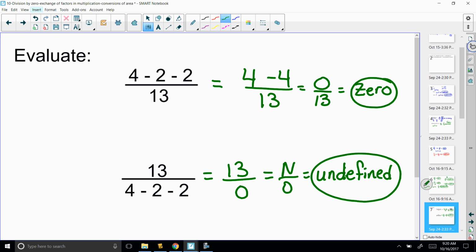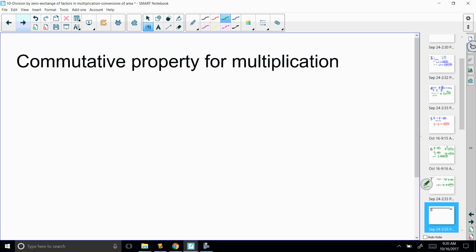Question? See the difference between the two? Okay, I want you to take a minute with a partner and discuss the difference between undefined and indeterminate. Go.